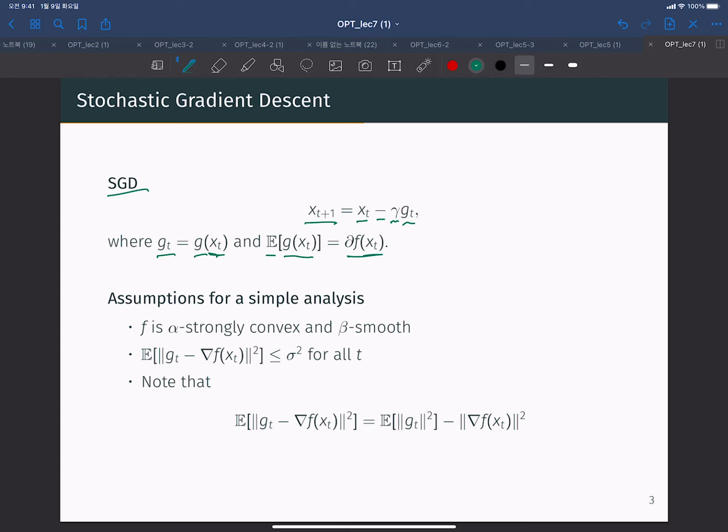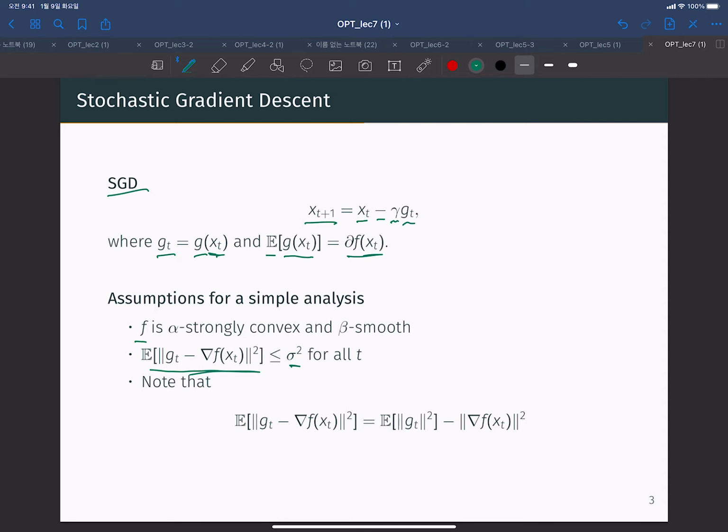So I will analyze the convergence speed of the stochastic gradient descent algorithm, and I will analyze the performance of the stochastic gradient descent with respect to some properties of the stochastic first order oracle. To do this, I will first assume that f is alpha strongly convex and beta smooth, so that the problem is very easy to analyze.